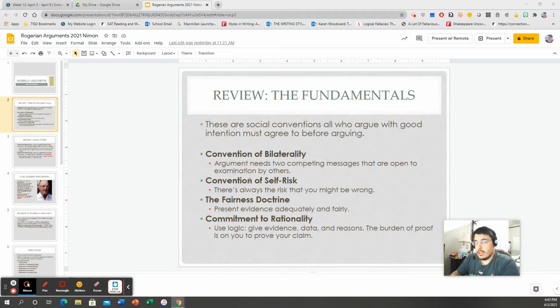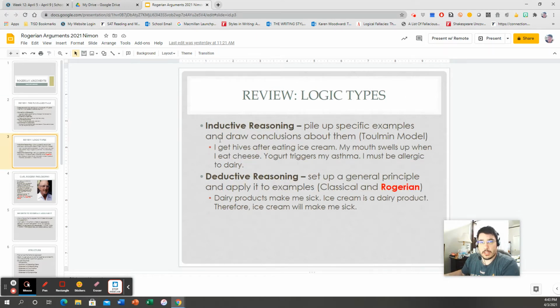So, with that in mind, we also talked in the past about inductive and deductive reasoning. Well, a Rogerian argument focuses primarily on deductive reasoning, which, as it says right here, is setting up the general principle and applying it to examples. So, for example, dairy products make me sick. Ice cream is a dairy product. Therefore, ice cream makes me sick.